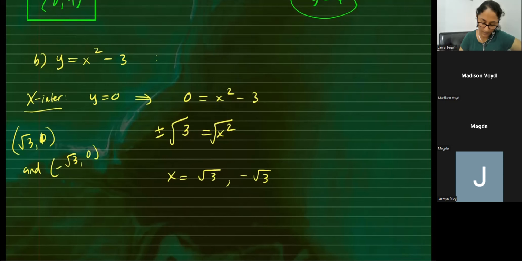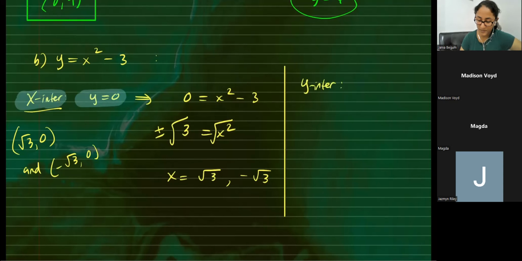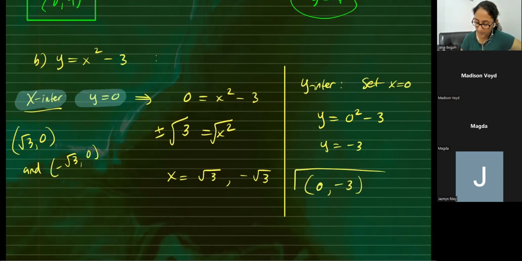So you're always going to have to do this. If you're solving for x-intercept, you have to set y equal to 0, and you're looking for the x coordinates of that point. And like I said, for the y-intercept, you do the opposite. So in this case, you're going to set x to 0, then you solve for y. So you'll have y equals 0 squared minus 3. You have y equals -3. So as a coordinate, x is 0, y is -3. So there's only one y-intercept.